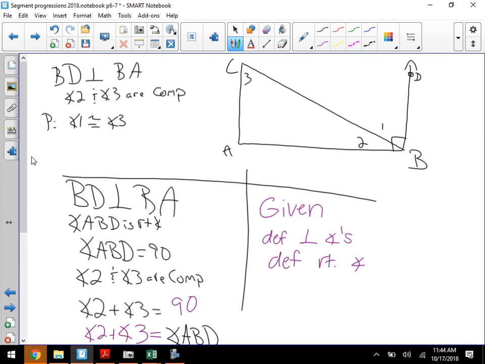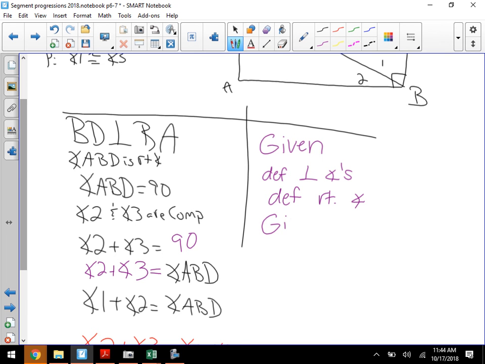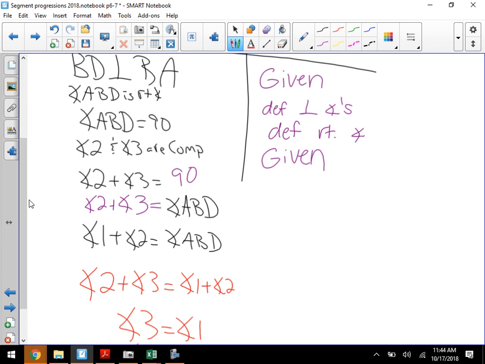And now we have angle 2 and angle 3 are complementary. Why are angle 2 and angle 3 complementary? Good, it's given. So now you want to look at your proof progression sheet. And what does it say? What statement can we make when we know that we have complementary angles? Well, it says angle 2 plus angle 3 is equal to 90 degrees. And what's our reasoning from that proof progression sheet?